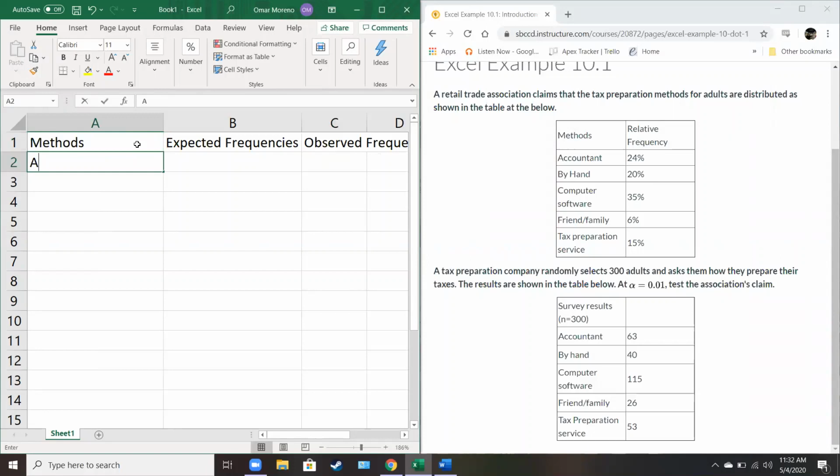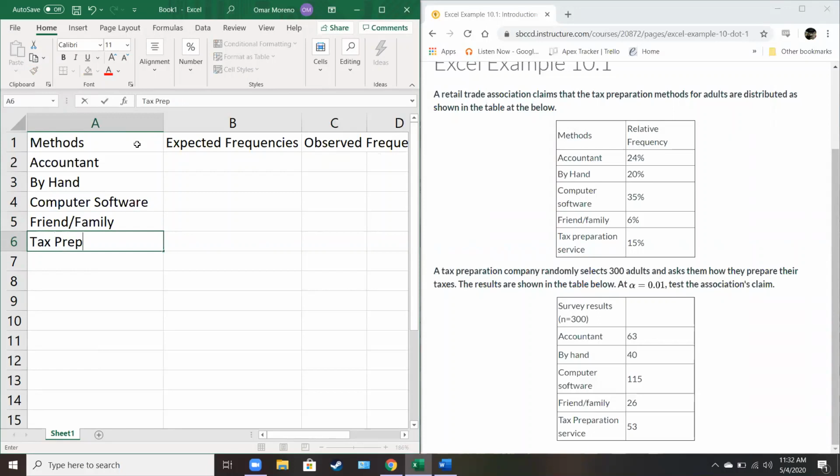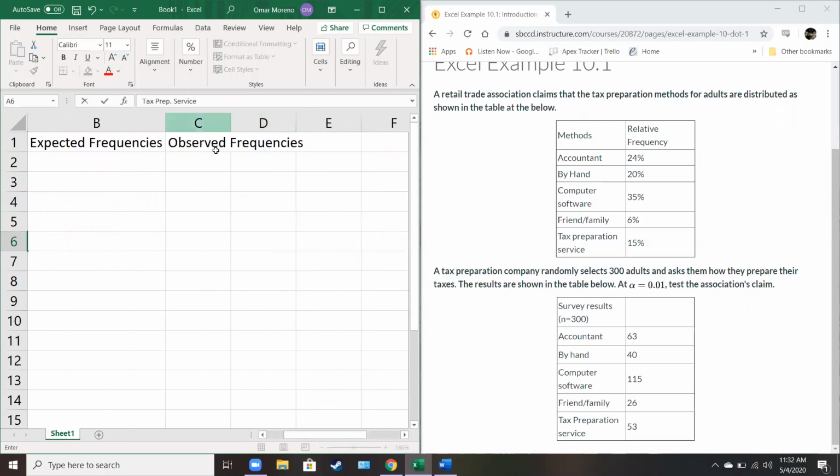So methods, we have accountant, by hand, computer software, friend, family, and tax prep service. All right. Observed frequencies are just what we have from the sample, right? So they're just the frequencies we have from our sample. So that's going to be the 63, 40, 115, 26, 53.